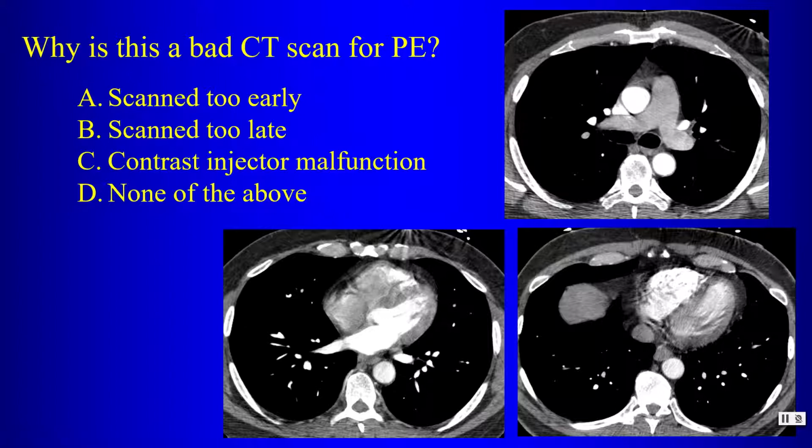This is a problem we often come across when we're doing CT for pulmonary embolism. Why is this such a bad scan? Why is there such suboptimal opacification here of the pulmonary arteries? Was it scanned too early? Was it scanned too late? Was there a contrast injector malfunction? Well, we can see that there is contrast within the aorta, so it was not scanned too early. We still see contrast pouring down the superior vena cava, so it was not scanned too late.